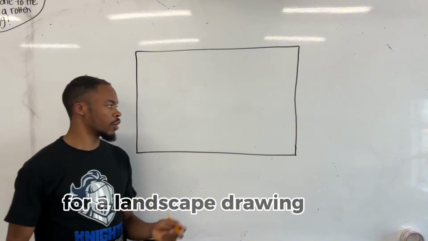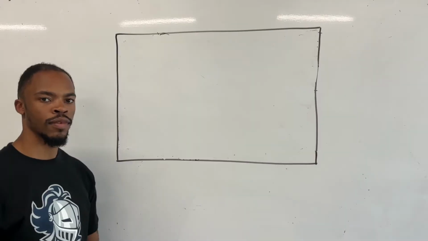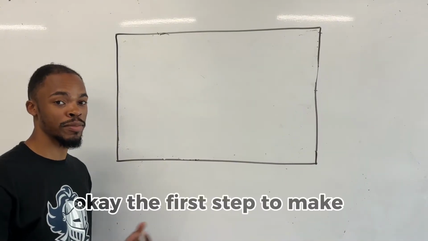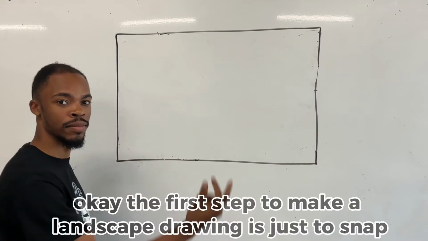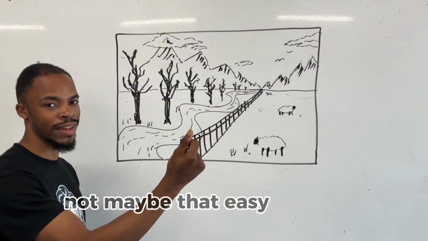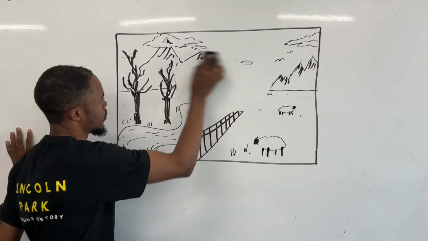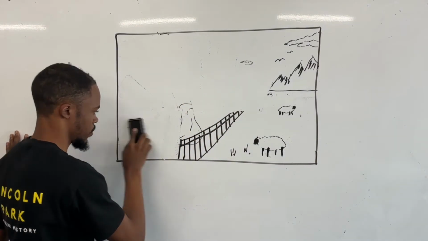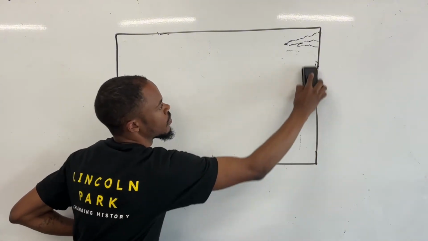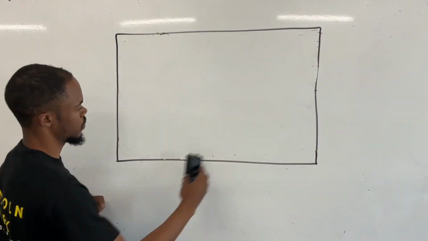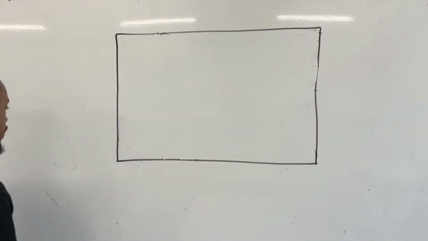For our landscape drawing, you're going to want to have the paper horizontal. Okay, the first step to make a landscape drawing is just to snap. Not maybe that easy. Let's try it from the start.